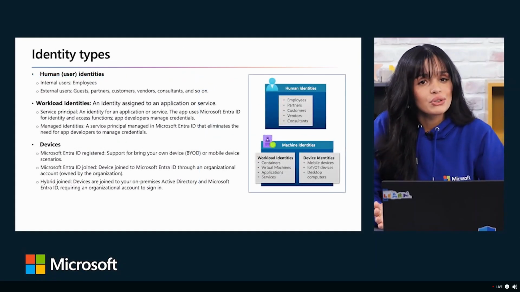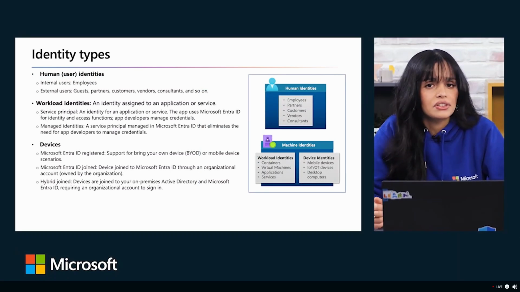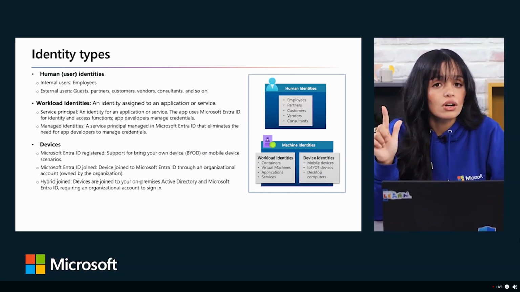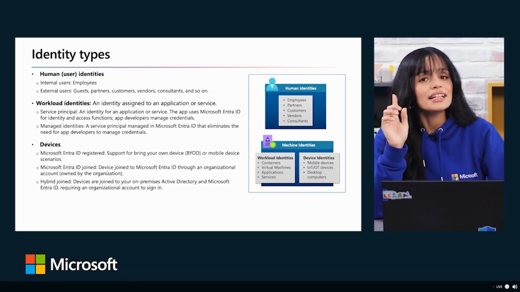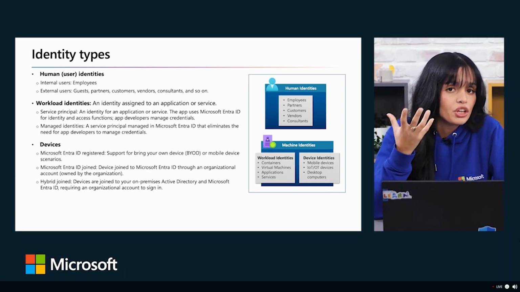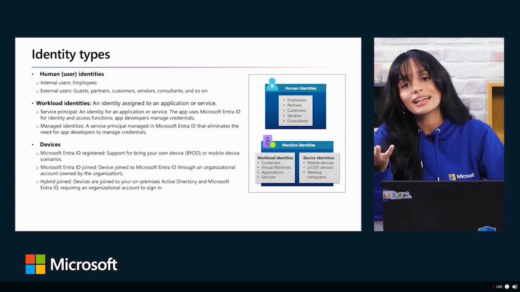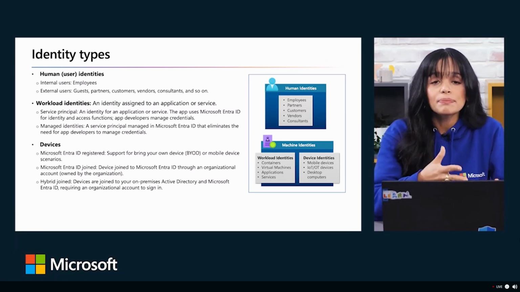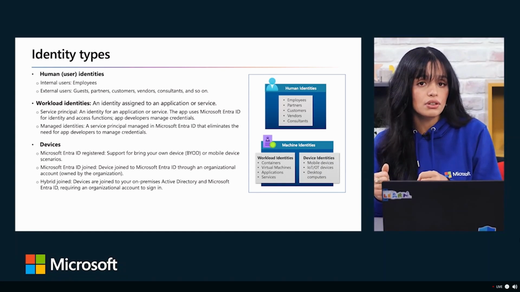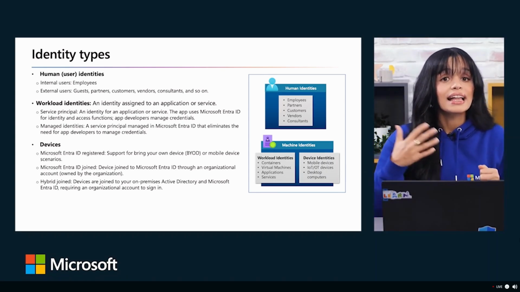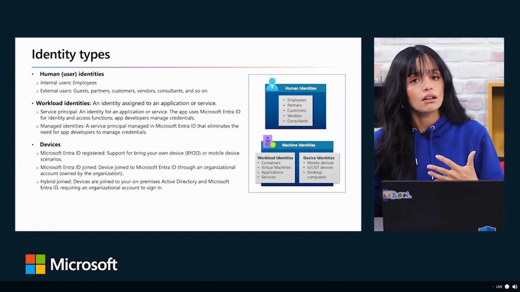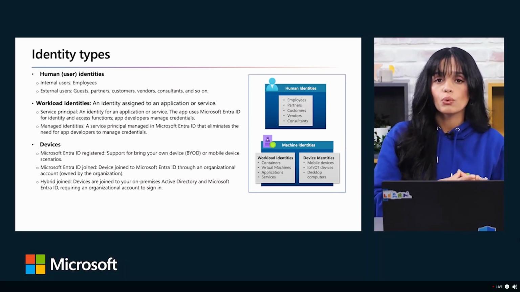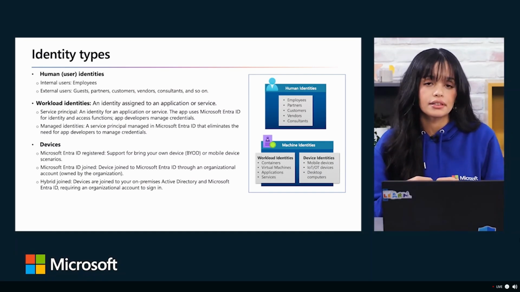When you ask the question, to what can I assign an identity in Microsoft Entra ID, there are three categories: human, workload, and devices. Let's first start with people, human identities. Examples of identities assigned to people are employees of an organization that are typically configured as internal users, and external users that include customers, consultants, vendors, and partners. For our purposes, we will refer to this as user identities.